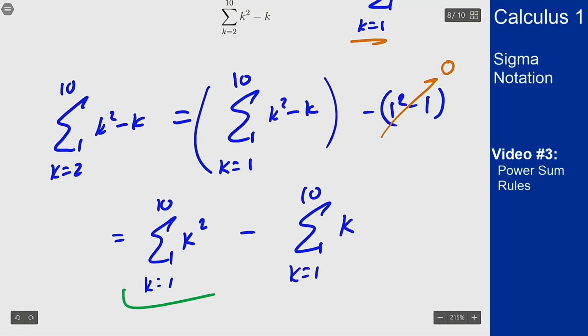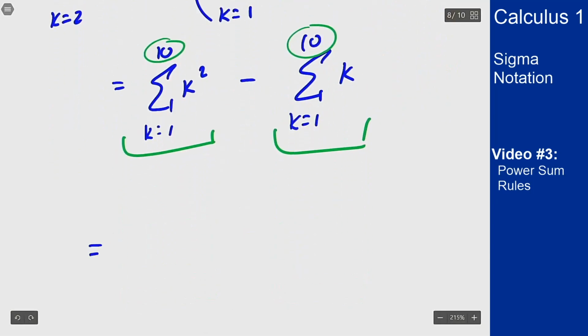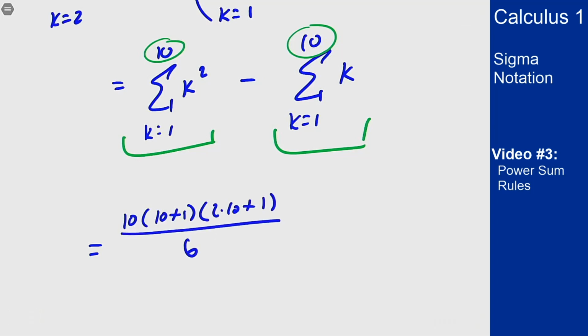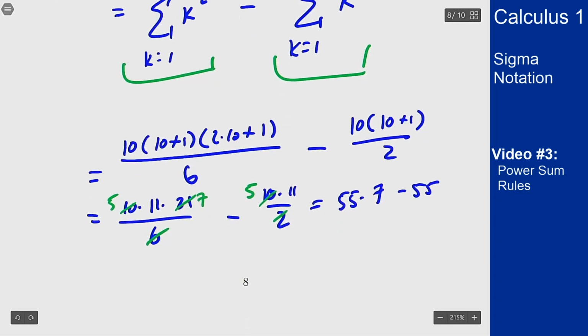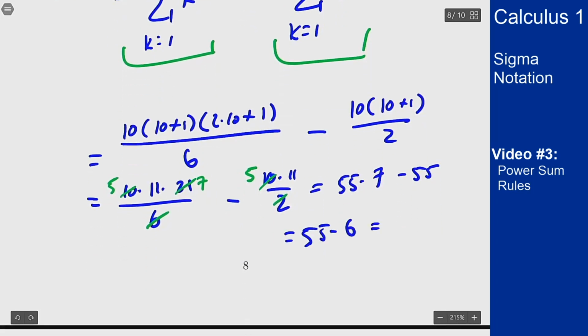Now I have formulas for each of these, using the n up at the top. So what do I get? The squared one is 10 times 10 plus 1 times 2 times 10 plus 1 over 6, and the k one is 10 times 10 plus 1 over 2. This is 10 times 11 times 21 over 6 minus 10 times 11 over 2. I can cancel the 10 with a 2 to get a 5 on top. The 10 will give me a 2, and the 21 gives me a 3 to get rid of the 6. So I have 55 times 7 minus 55, which is 55 times 6, or 330.